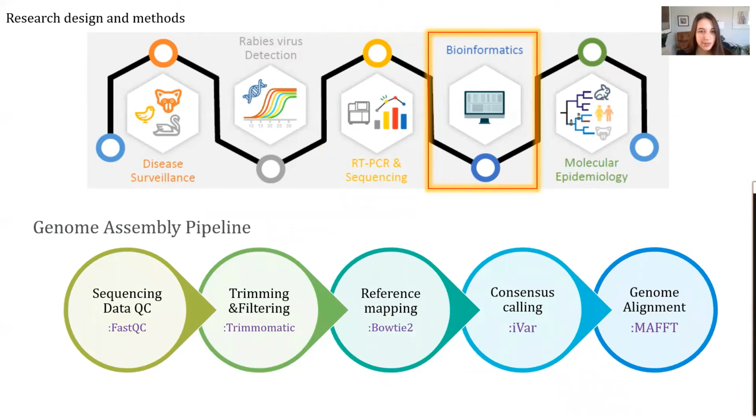Before we analyzed the data, we checked the quality of the raw sequencing data using FastQC software. Trimmomatic, Bowtie2, and iVar software were used on the Galaxy server to trim, filter, and map the sequencing reads to a known reference rabies genome sequence. Mapped alignment software was used to align the newly obtained consensus sequences so that they could be run through phylogenetic analysis.